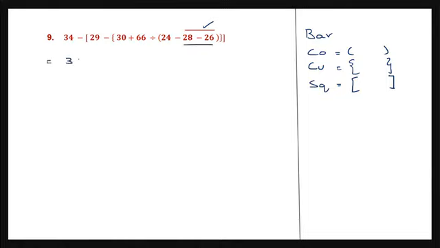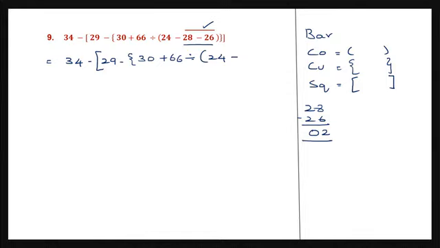So let's start. 34 minus 29 minus curly bracket 30 plus 66 divided by common bracket 24 minus. Now let's do what is below the bar bracket. Straight below the bar bracket is 28 minus 26. So let's subtract that. 8 minus 6 is 2, 0. So the answer here is 2. So I'm going to remove my bar bracket and I'm going to write 2 and put back all the other brackets. Common, curly, square.